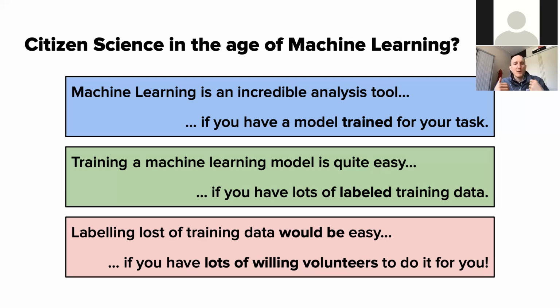So one of the big things that you're going to come up against when you're doing your research is, where can I get my labeled training data from? Well, that would be an easy thing to do if somehow you could find lots of willing volunteers all around the world who were enthusiastic about your science and were willing to do it for you. And of course, that is where citizen science comes in.